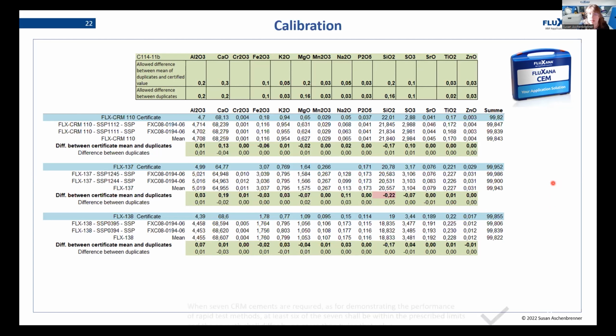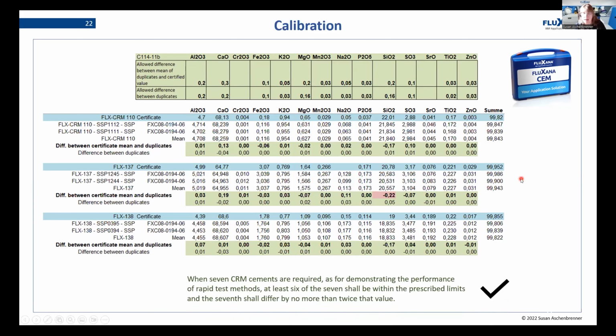And what did the ASTM norm say? The ASTM norm states when 7 CRMs are required, then at least 6 of the 7 shall be within the prescribed limits, and the 7th shall differ by no more than twice that value. So in this case, you can see that my limit would be 0.2, but I'm off by 0.22. So this is far away from being off twice that value.